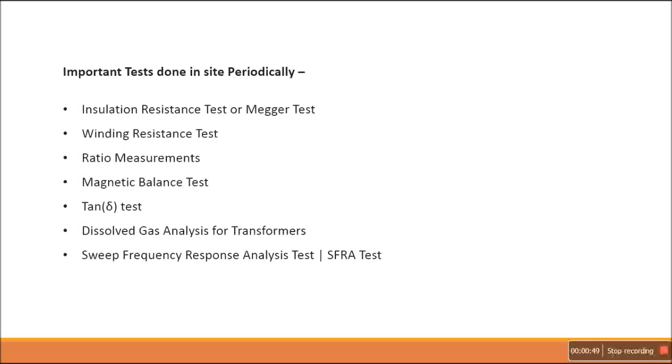Important tests which are done on the transformer. These are the tests that we do periodically on the site. We will learn in detail about each and every test now.